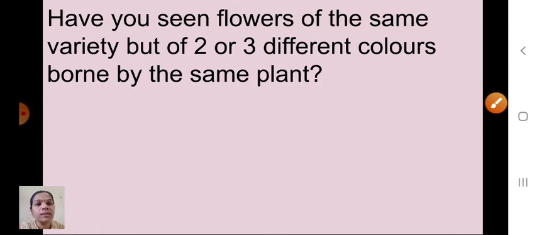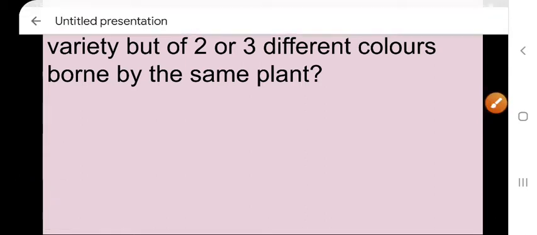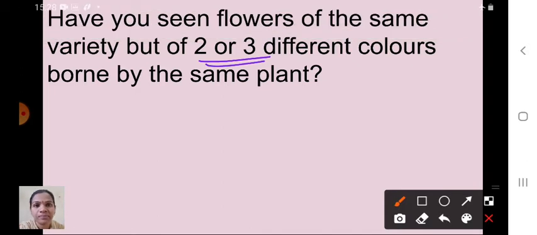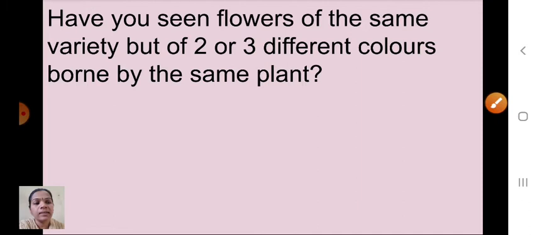Plants and animals have different types of tissue for performing the necessary functions, that also we know, isn't it? Have you seen flowers of the same variety but of two or three different colors? For example, hibiscus. See here, two or three different colors borne by the same plant. Have you seen? Yes or no?